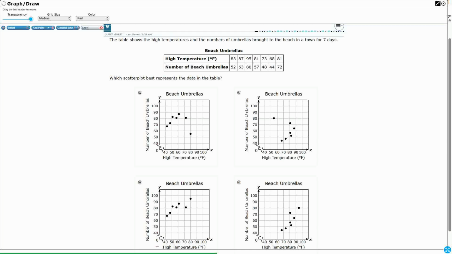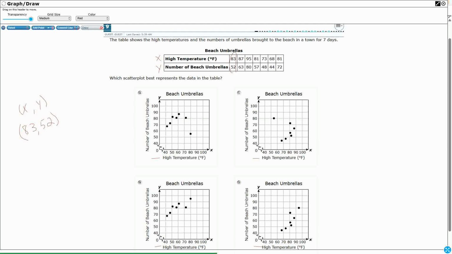You notice our high temperature is always going to be on the x-axis. So our x value is going to be our high temperature, and then our Y value is going to be our number of beach umbrellas. All right, so let's take one of our first points here. Let's take our X value of 83, Y value of 52, and let's see if we can plot that on these four and just see where it would land.